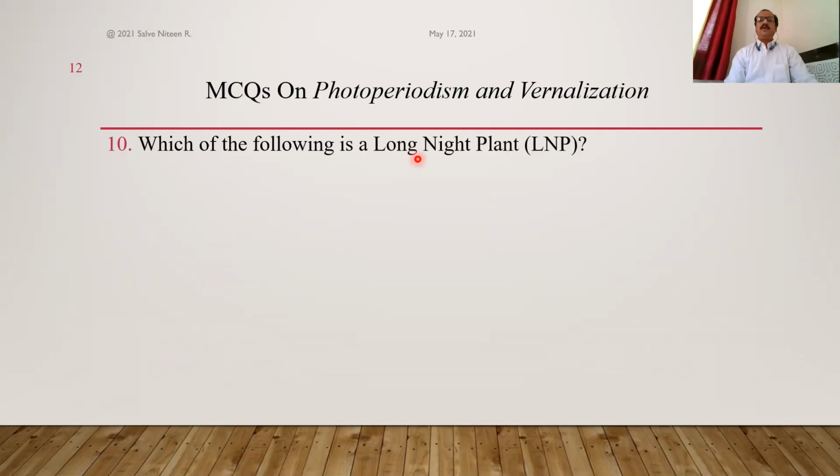Which of the following is a long night plant? You also know that long night plants are also called short day plants. So it is an indirect question. The direct question is, which of the following is a short day plant? Just now I told you that sugarcane is a short day plant. Sugar beet is a long day plant. And the rest of the plants, pea, bean, roses, are day neutral plants. So here the answer is B, sugarcane.